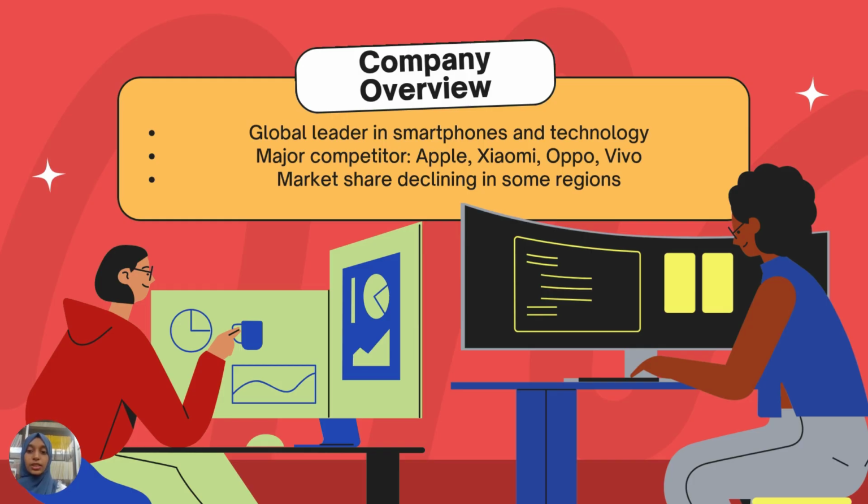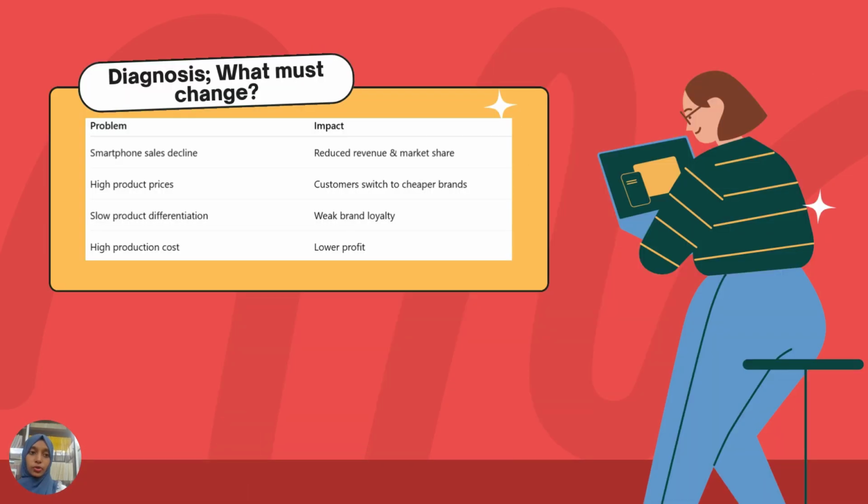Number two is major competitors like Apple, Xiaomi, Oppo, and Vivo. These are the key drivers in the smartphone market. Apple competes in the premium segment, while Xiaomi, Oppo, and Vivo target more affordable markets, creating intense competition. The last point is market share declining in some regions. Despite being a global leader, the company is losing ground in certain areas, possibly due to rising competition, slower innovation, or changing customer preferences.